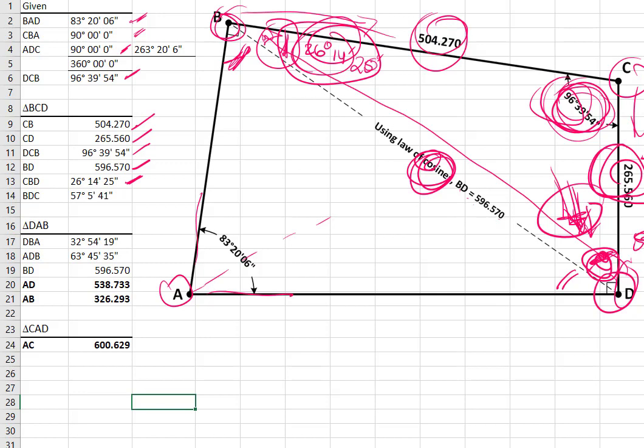Let's put it here, 57 degrees 5 and 41. So now we have these three angles here in this triangle, so we have to find this angle and this angle. Let's erase and then see the next phase of the solution.